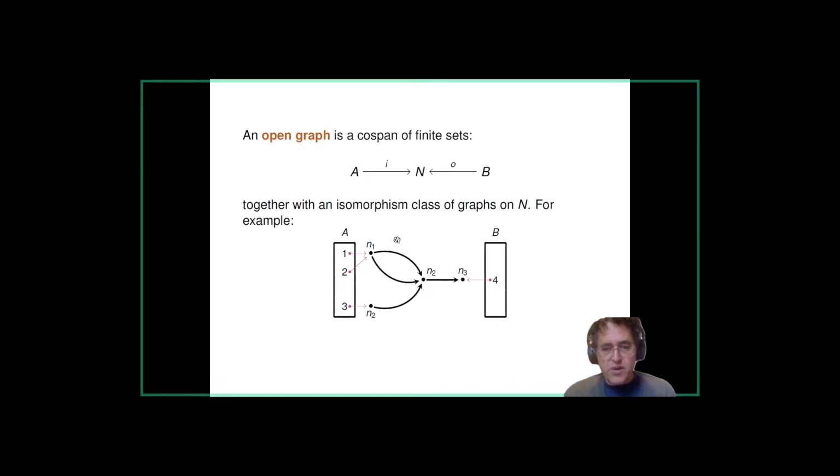And an isomorphism class of graphs on the set N. So here's an example of an open graph. A and B are input and output finite sets. N is the set of nodes. Apparently I can't count: N1, N2, N3, and N4, it's supposed to say. And then we have an isomorphism class of graphs on this set N1, N2, N3, N4. So in other words, the edges do not have specific names anymore, because if we had a specific graph, the edges would have some names, but if you just have an isomorphism class of graphs, the names have been washed out, so to speak. So that's why these edges don't have names.